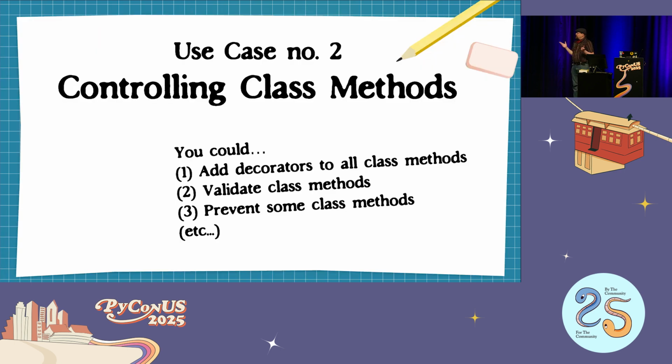All right, use case 2, controlling class methods. There's a few reasons why you might want to do this. Maybe you want to apply a decorator to every single class method. Save yourself some time. Or maybe you want to validate that class methods are following certain conventions, or you want to prevent some class methods. In other words, this is as close as Python gets to compiler time errors. You don't usually need this, but every now and then.